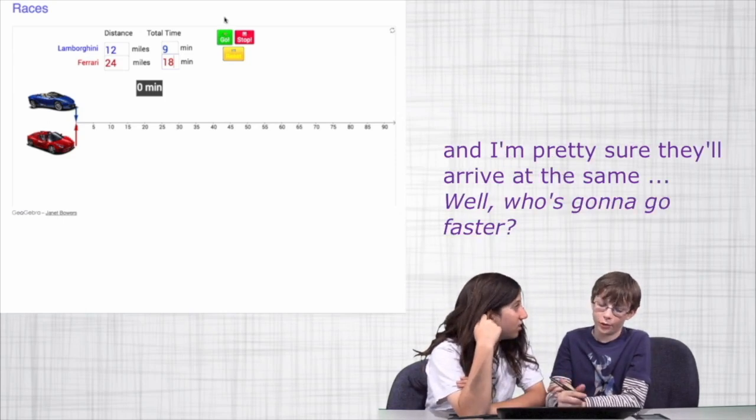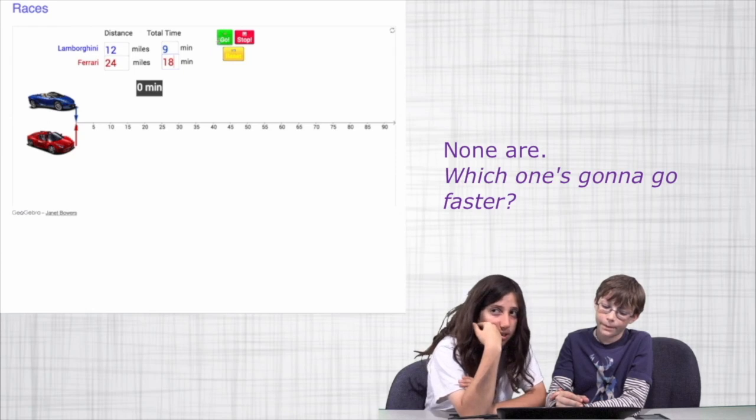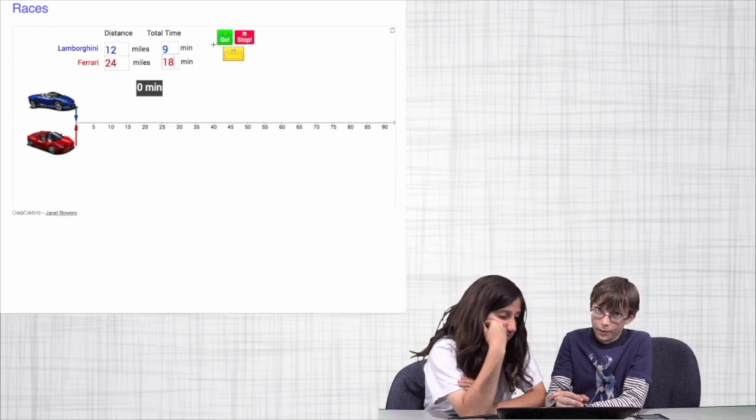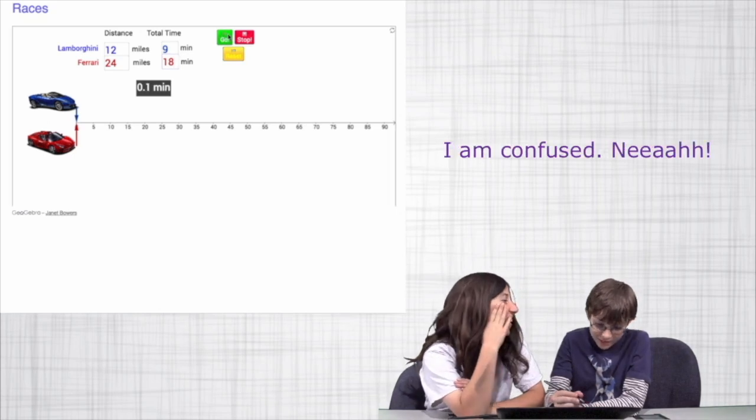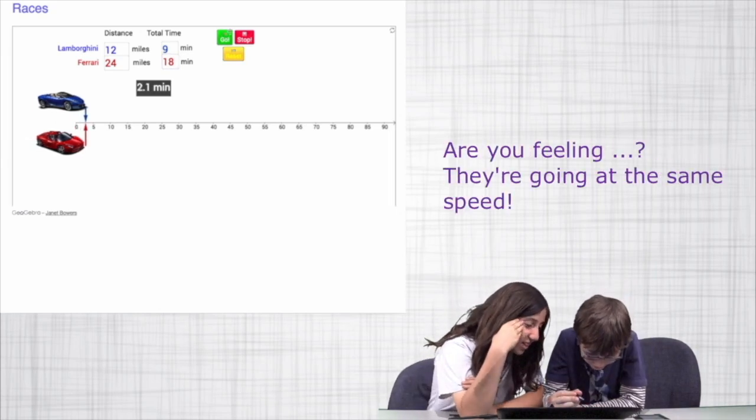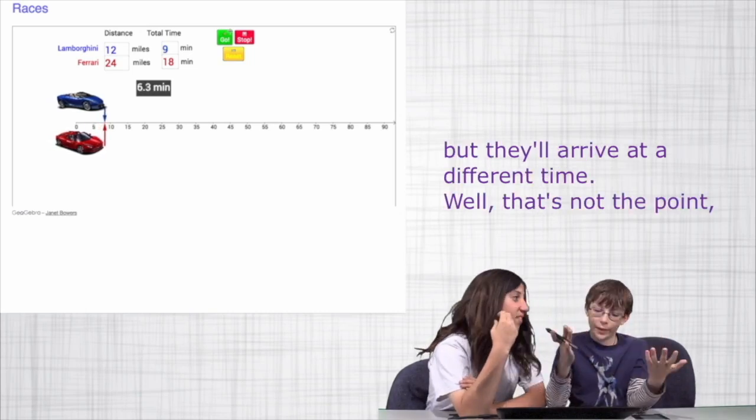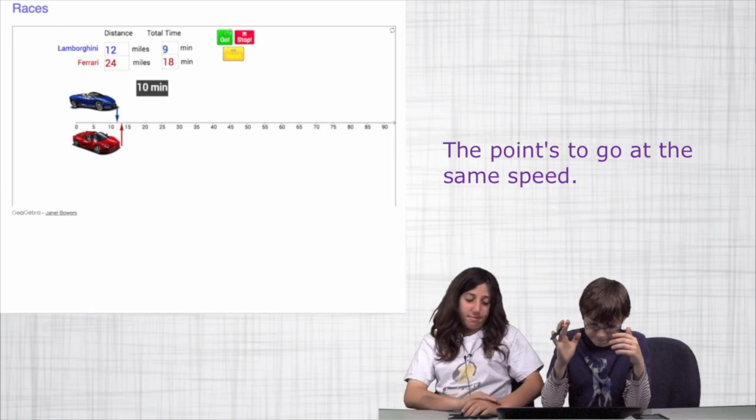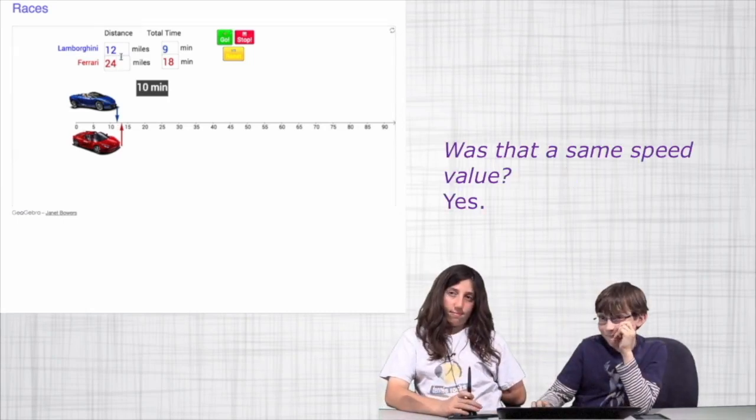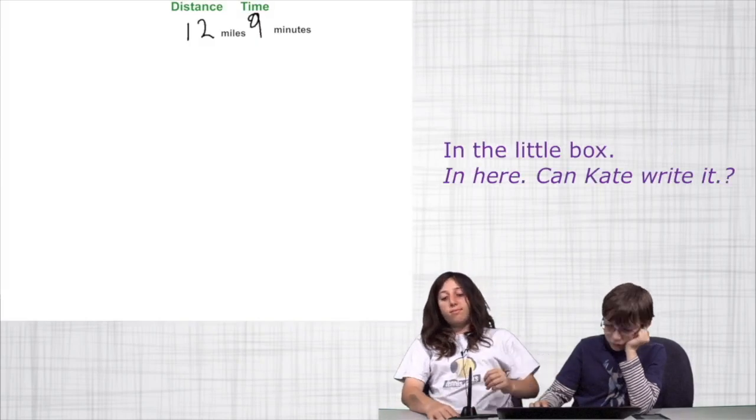I'm pretty sure they'll arrive at the same time. Well, who's gonna go faster? Which one's gonna go faster? Ferrari. I am confused. You see, they're going at the same speed. Oh, they're going at the same speed, but they'll arrive at a different time. Well, that's not the point, to arrive at different times. The point is to go at the same speed. Was that a same speed value? Yes.